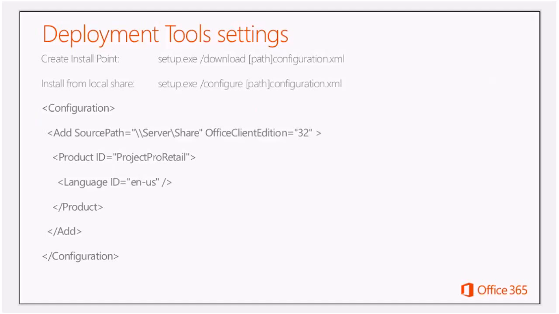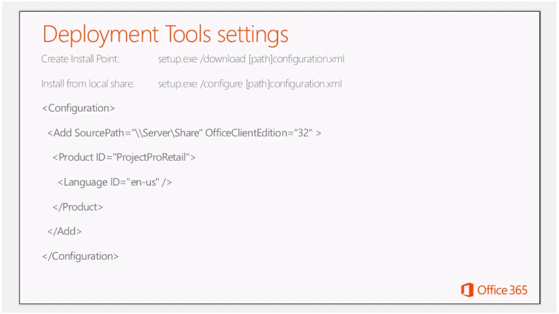And there's two settings that you would need. One is creating the install point: setup.exe /download and then the path to the configuration.xml. Or once you've done the first one, you can then install by doing setup /configure and then give the path to the configuration file there.